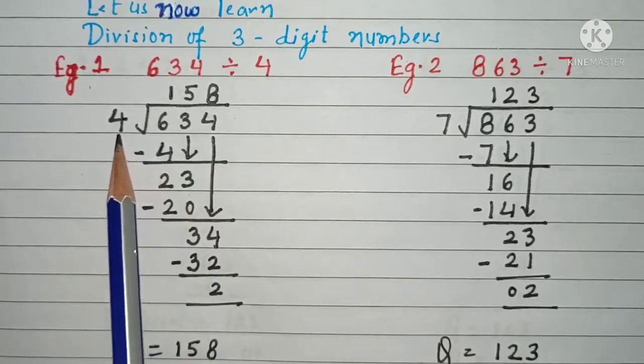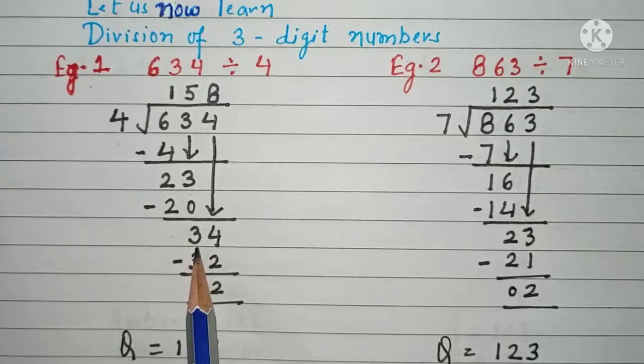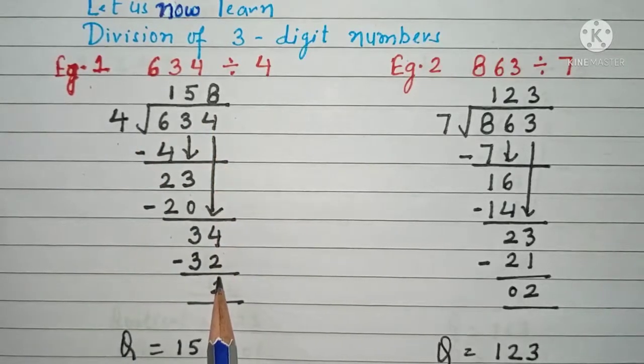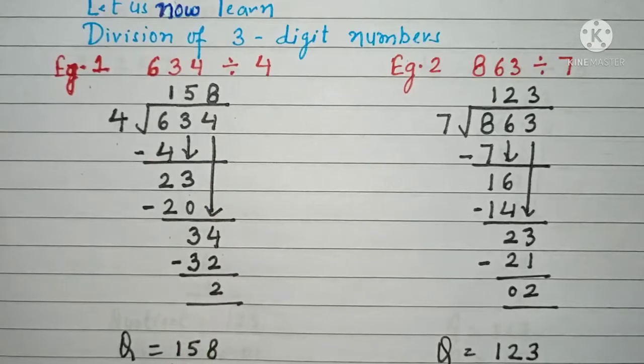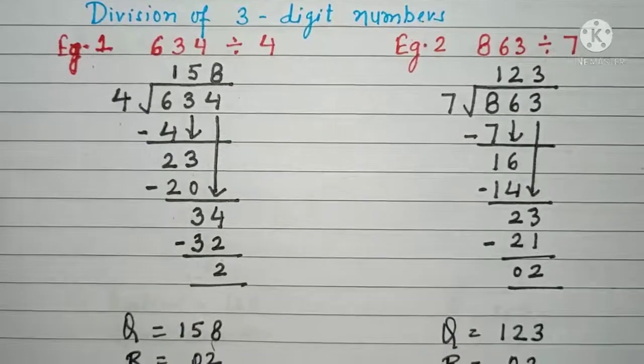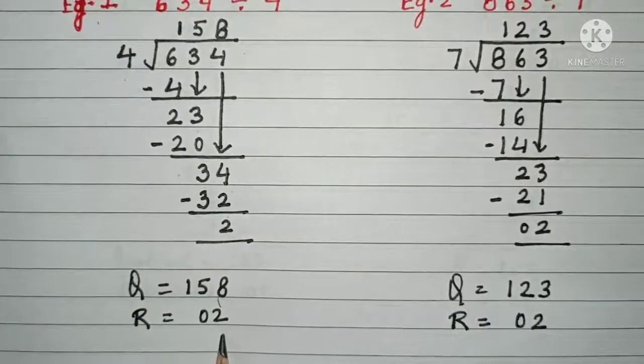So look for 23. 4 fives are 20. 3 minus 0 is 3. Putting 4 down, 4 eights are 32. So the quotient comes out to be 158 and the remainder is 2.